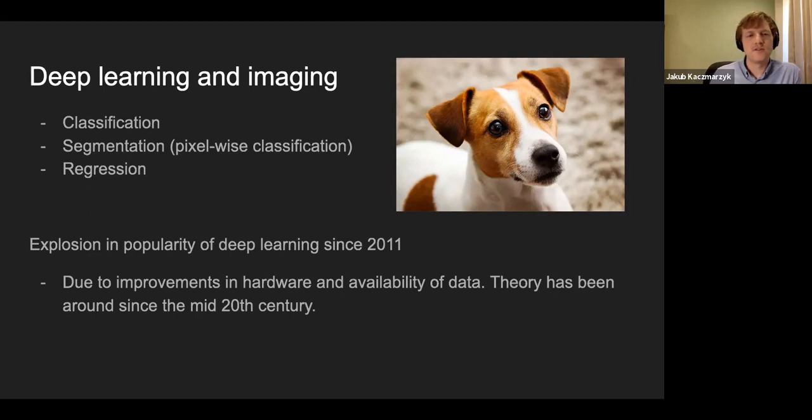And a lot of us are familiar with deep learning now, at least the term, and its popularity really exploded back in 2011. And this was mostly due to improvements in hardware and the availability of data. As Professor Richard said, these models take lots of data to train. But the theory for these things has been around since the mid-20th century.